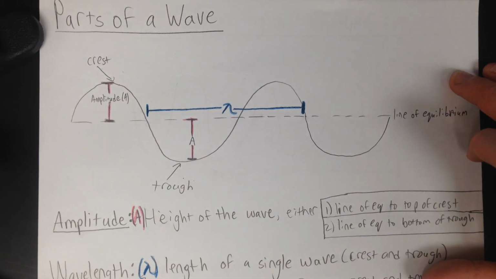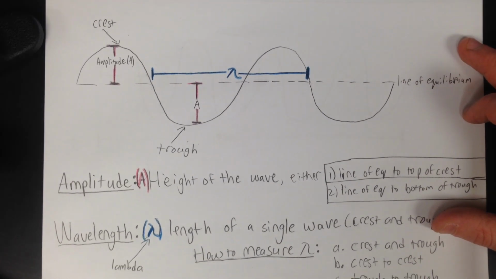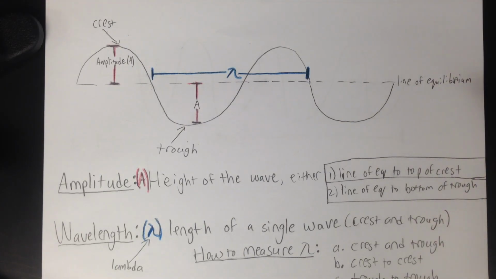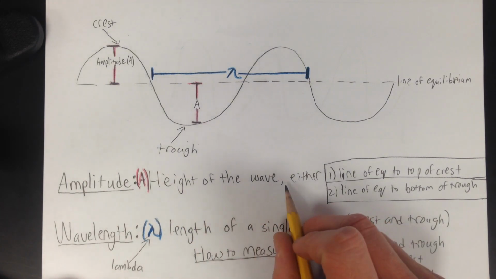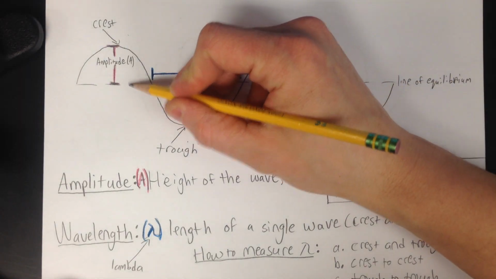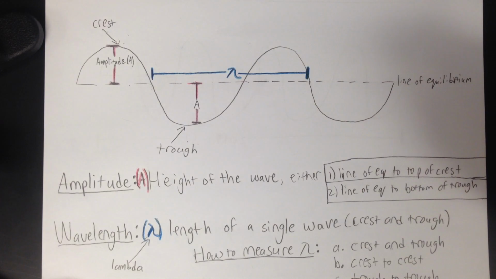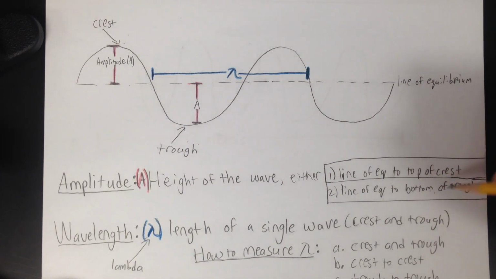Alright, two more measurements about a wave. First one is amplitude. Amplitude, abbreviated capital A, because acceleration is lowercase a. It's the height of the wave. Alright, there's two ways to measure amplitude. It's from the line of equilibrium to the top of the crest, or the line of equilibrium to the bottom of the trough. Alright, and those two ways are listed right there.